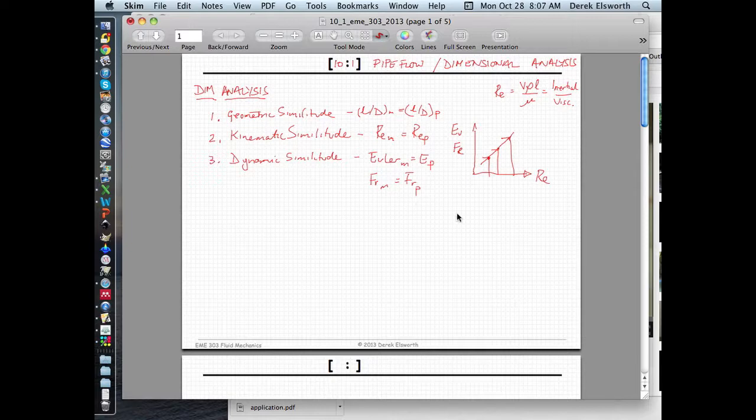And the Euler number was what? It was a measured pressure, say, on our wing versus the density of the fluid and the velocity squared. And the Euler number is related to a pressure force divided by inertial force, as we'll see in a second.